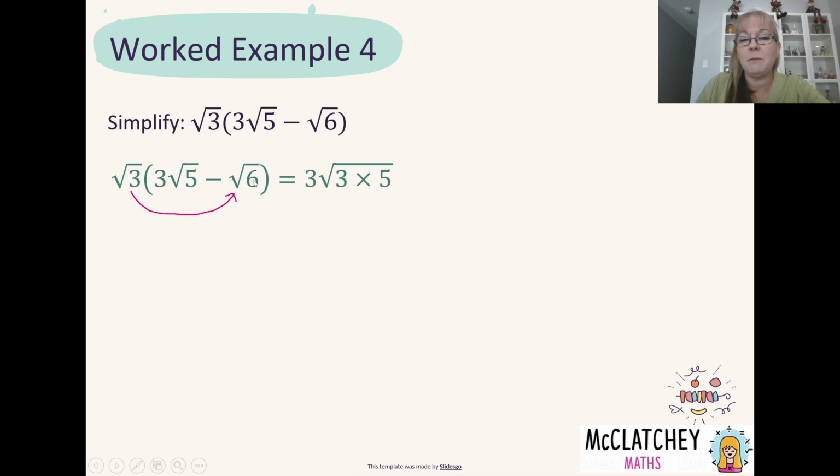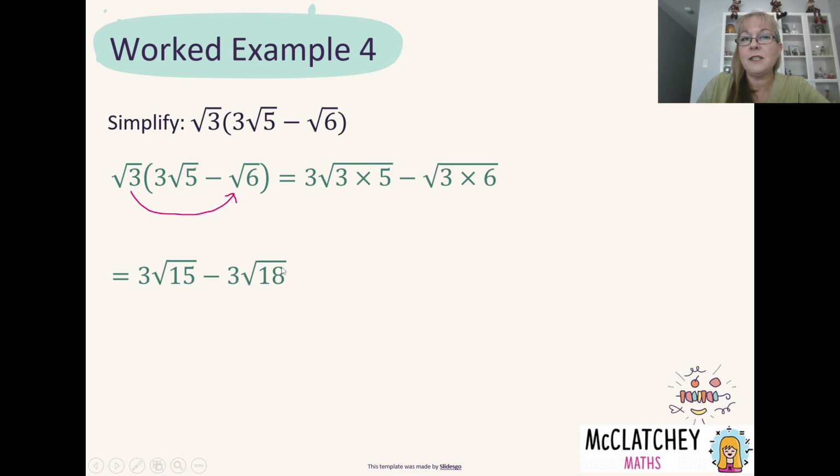So take it one step at a time. Remember, that will be take away root 3 times 6. So remember, these come under the brackets together. We can simplify that a little bit further. Now I've got 3 root 15, take away 3 root 18.